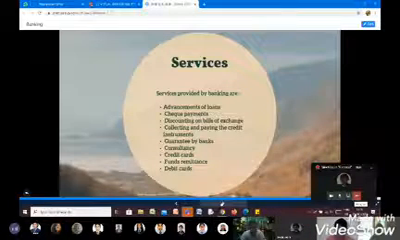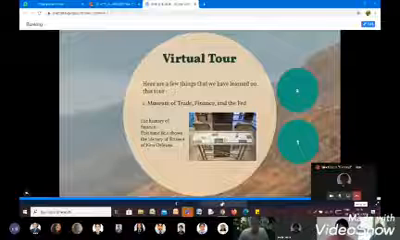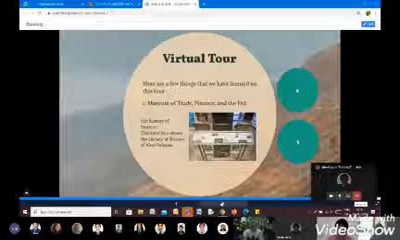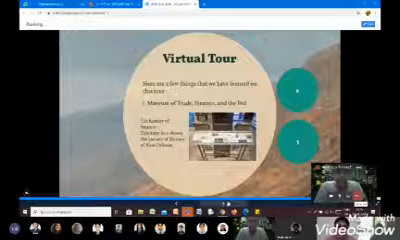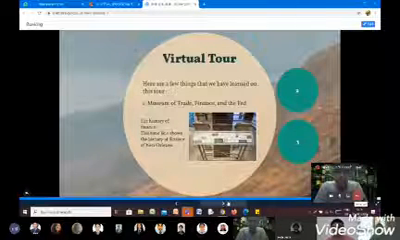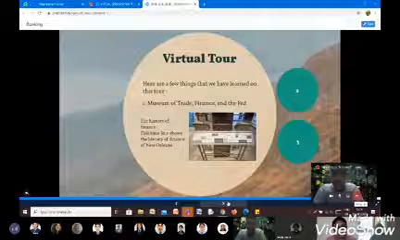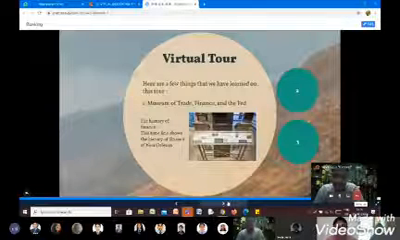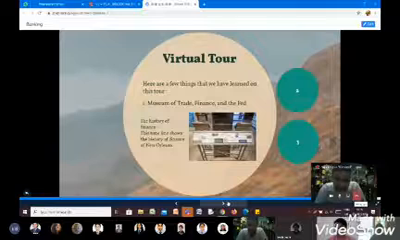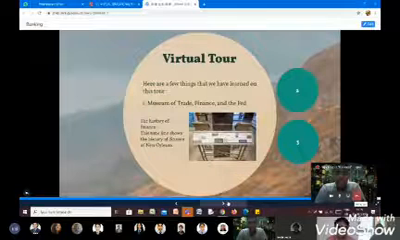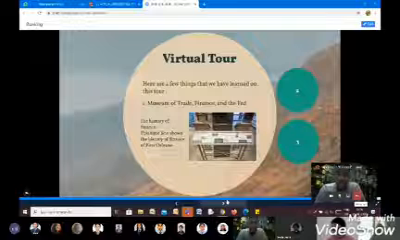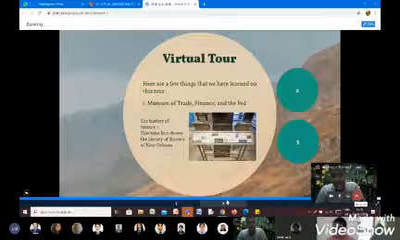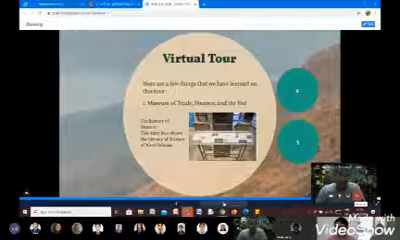Okay, now it's the last topic, the virtual tour. Nabil? Okay, so the virtual tour. There were 3 virtual tours, out of which the first one was the Museum of Trade and Finance. As you can see in the picture, this is a part of the museum. It shows the history of finance in the form of a timeline of New Orleans.